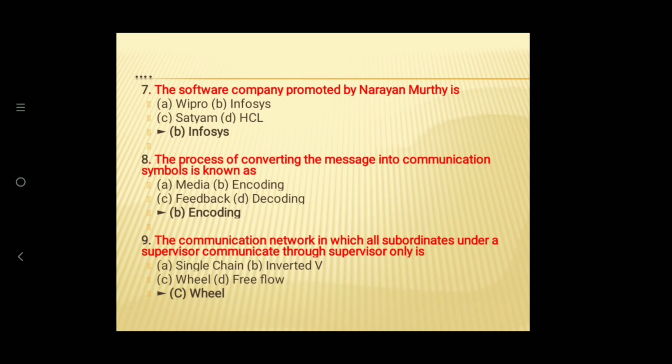Next, the software company promoted by Narayan Murthy is option A, Wipro, B, Infosys, C, Satyam, D, HCL. Option B, Infosys. The process of converting the message into communication symbols is known as option A, media, B, encoding, C, feedback, D, decoding. Option B, encoding. The communication network in which all subordinates under a supervisor communicate through supervisor only is option A, single chain, B, inverted V, C, wheel, D, free flow. Option C, wheel.